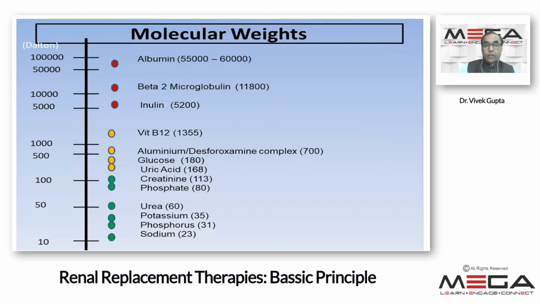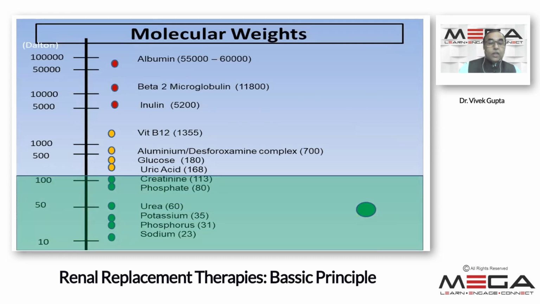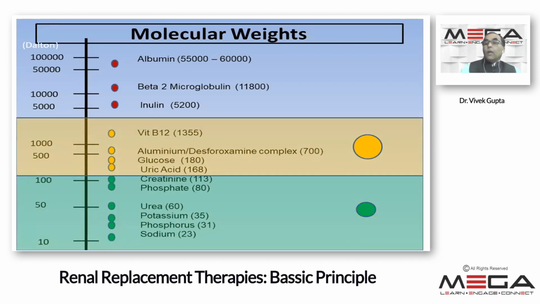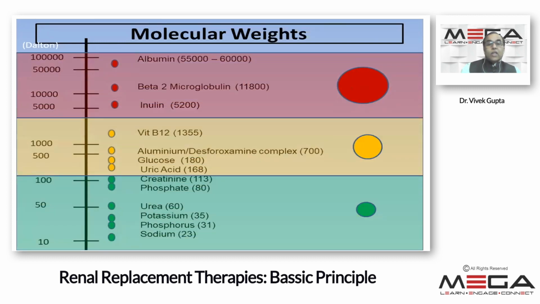These are the small molecules which can be filtered with diffusion therapy. These are the middle molecules which can go through the convective therapies. And these are the large molecules. Usually, these are non-filterable.